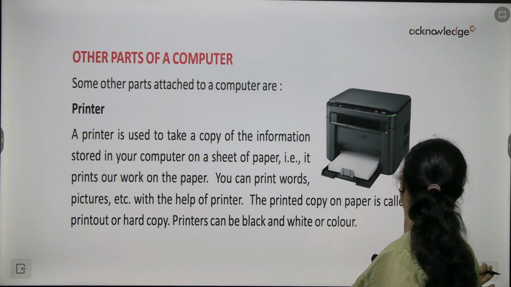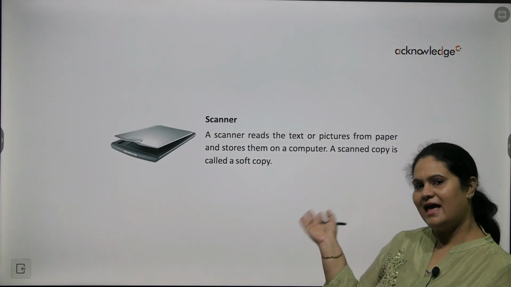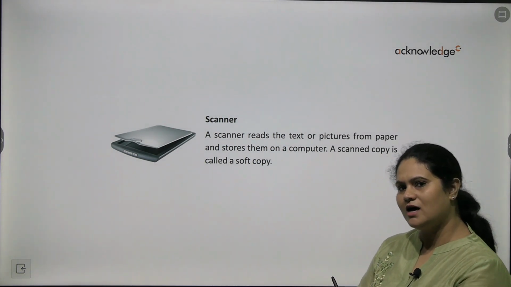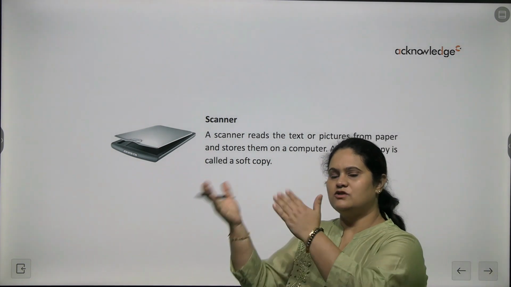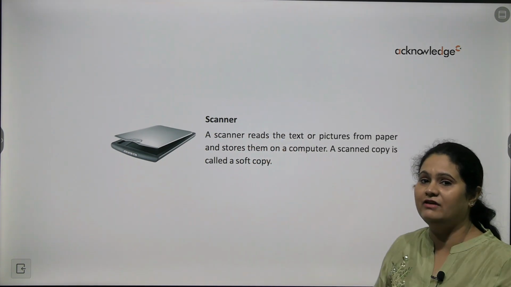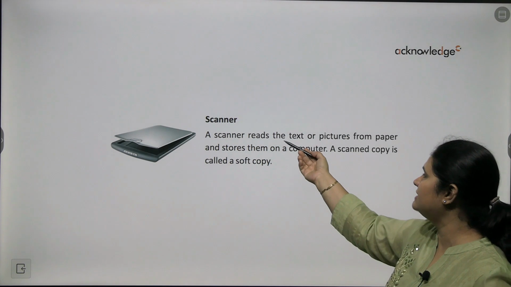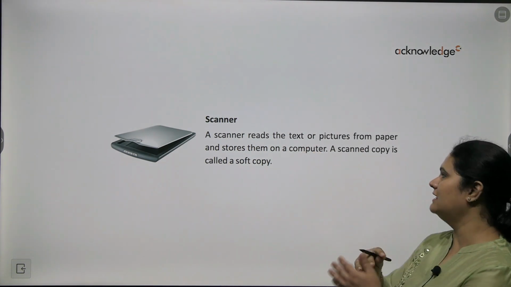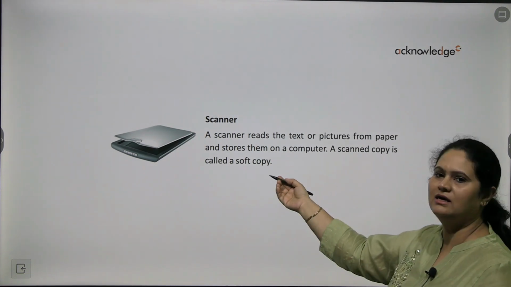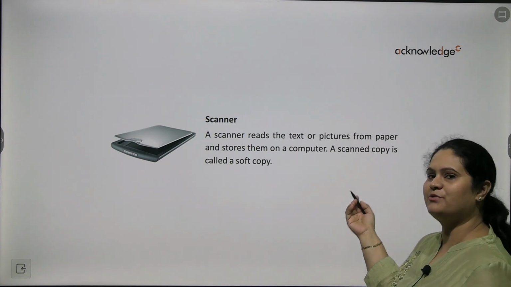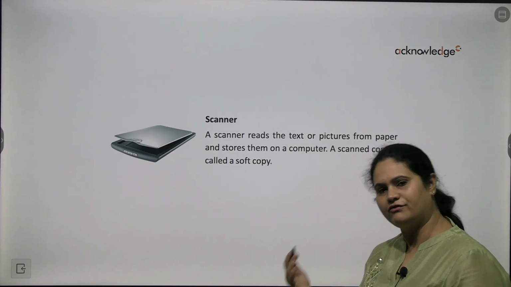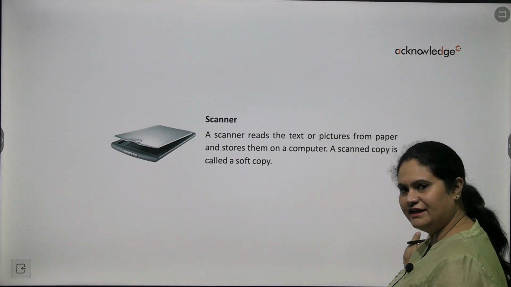Fine? Let's move on to the scanner. You can see that it is just the opposite of a printer. What a printer does was, it converted the soft copy into a hard copy, whereas a scanner reads what you have in your hand, your paper. It reads the text or pictures from the paper and stores them onto the computer, right? A scanned copy is called a soft copy, right? Just like a printed copy is called a hard copy, a scanned copy that you have is called a soft copy. Right, children? Shall we proceed further?